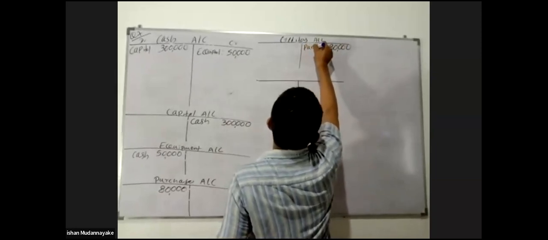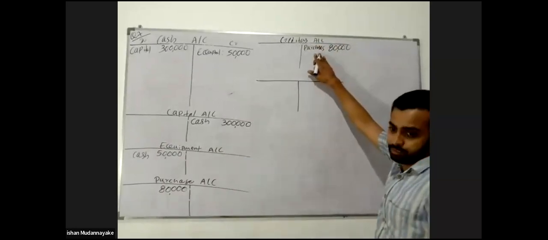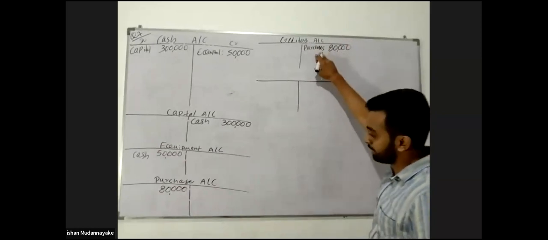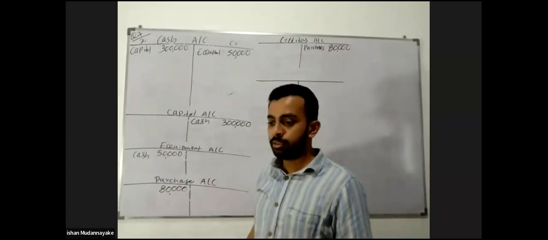Here, purchases 80,000. The opposite account name is purchases. Then creditors account credit 80,000, purchases. Purchase account debit 80,000, creditors. The opposite account name is creditors.